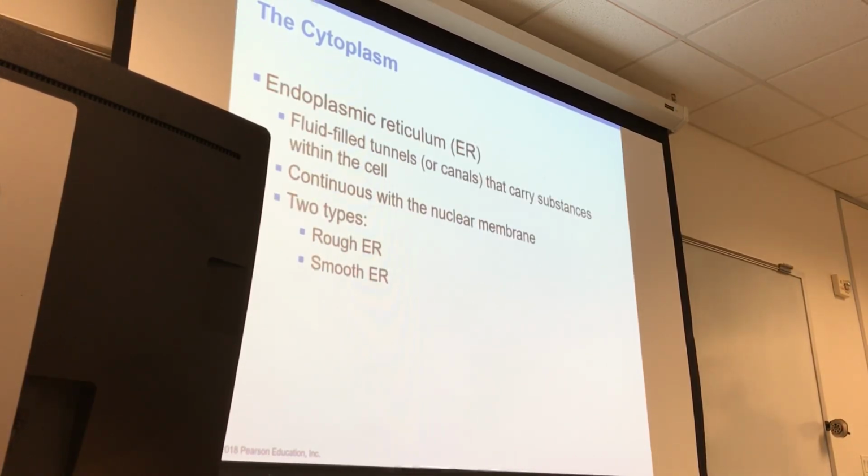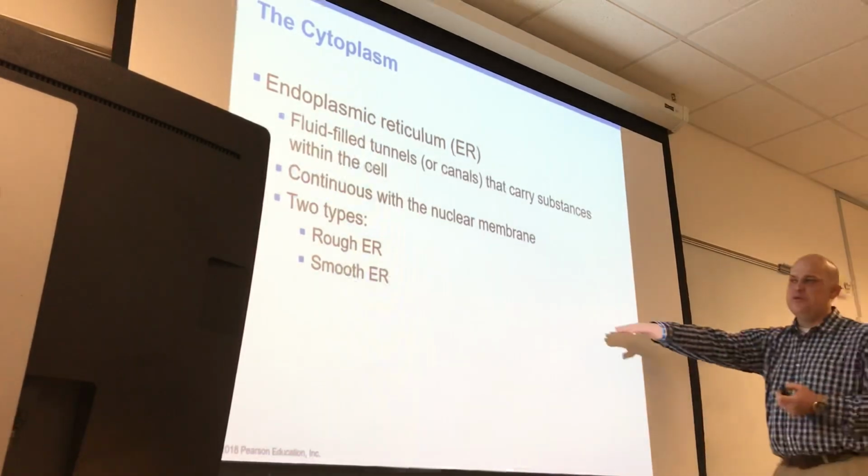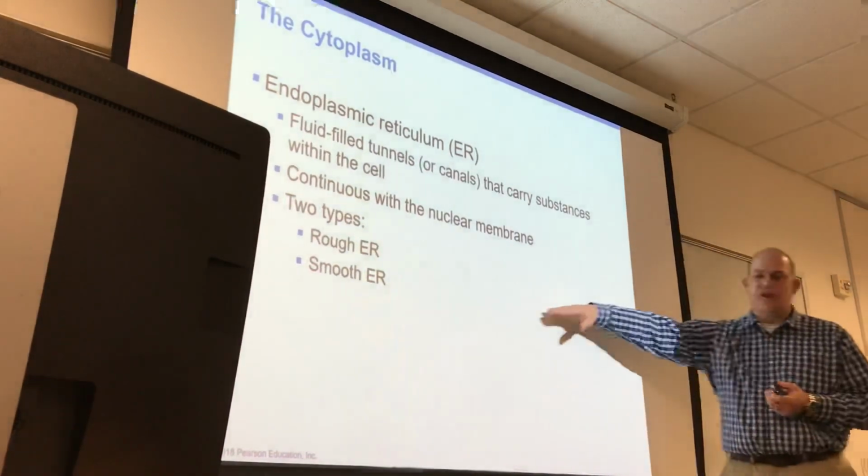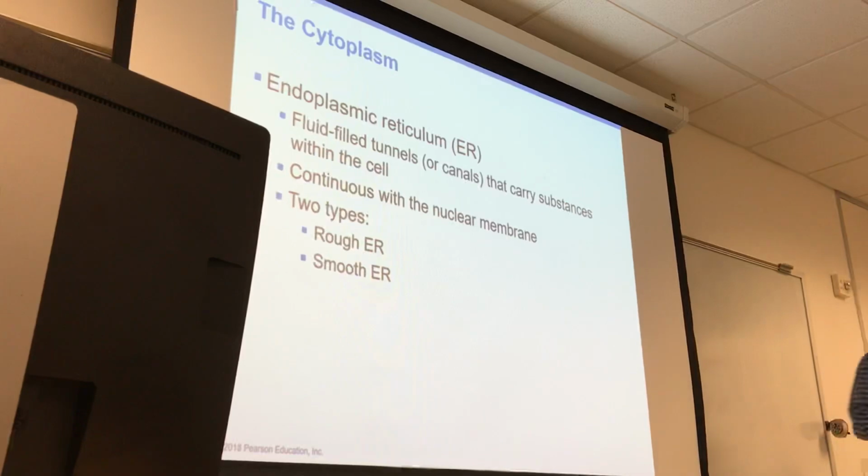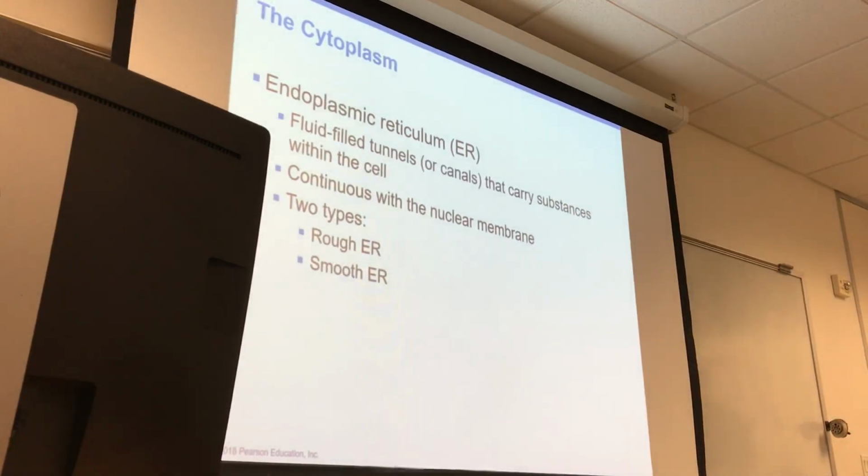Bringing us to the next two organelles. Both of them are considered endoplasmic reticulums. One of them is the rough endoplasmic reticulum, or the rough ER. The other is the smooth endoplasmic reticulum, or the smooth ER. The difference between the two is twofold. One, they look different. And two, their functions are different.